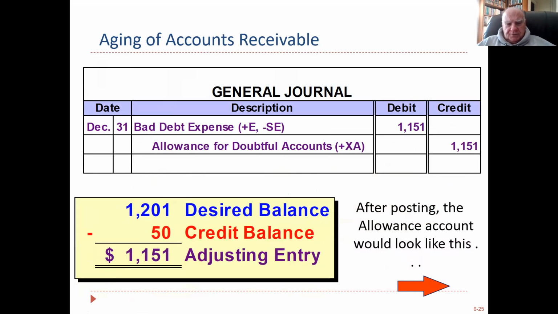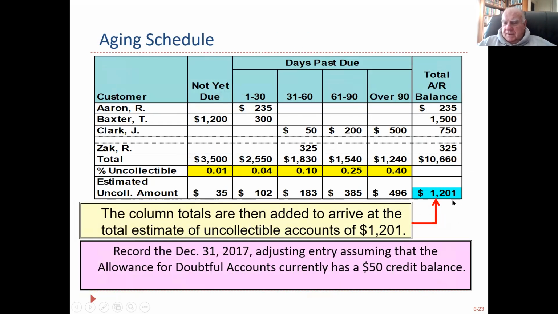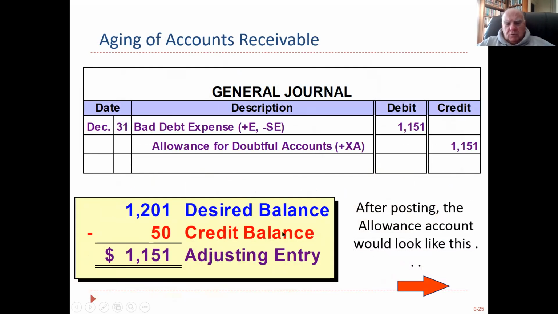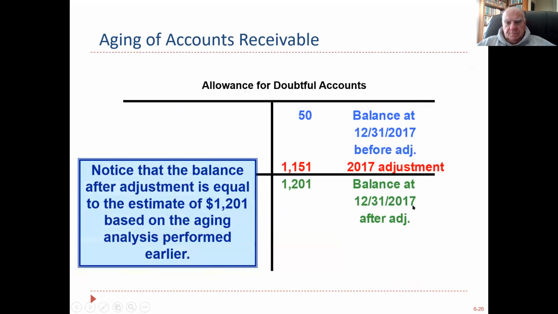So let's see what the journal entry is. Well, we know we wanted to have 1201. There's our famous 1201. That's what we want the allowance to be at the end of the month. But we already had a credit balance in there of $50. So how do we get from 50 to the desired 1201? By subtracting the difference. And there's your journal entry. Again, it's a debit to bad debt expense, credit to the allowance, done just once a month, okay? 1151. So we post, and here's what we're looking at.